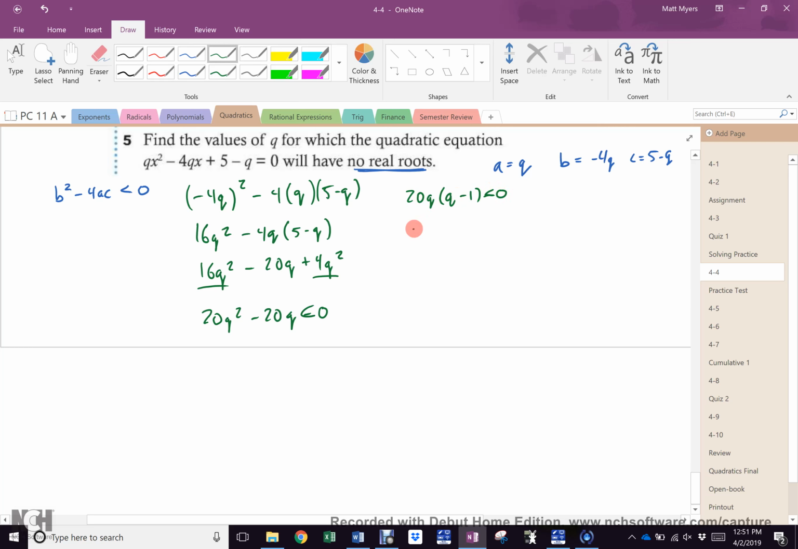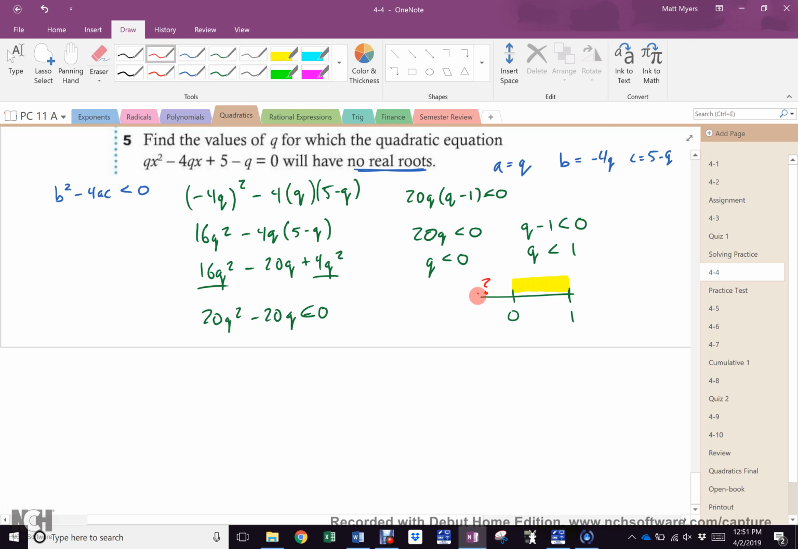For 20q to be less than 0, q has to be less than 0. And q minus 1 has to be less than 0, so q has to be less than 1. So we know our critical values are 0 and 1. Now, since I know q has to be less than 1, I know this should work. The question is, does this over here work?